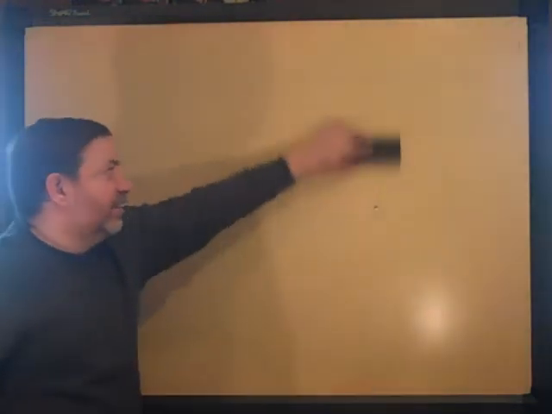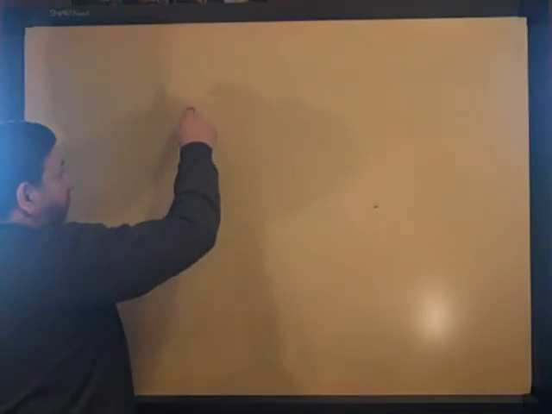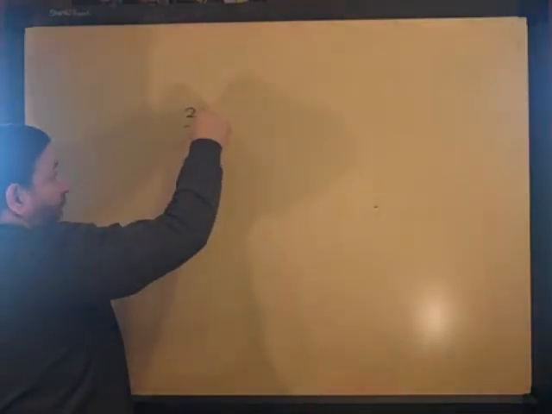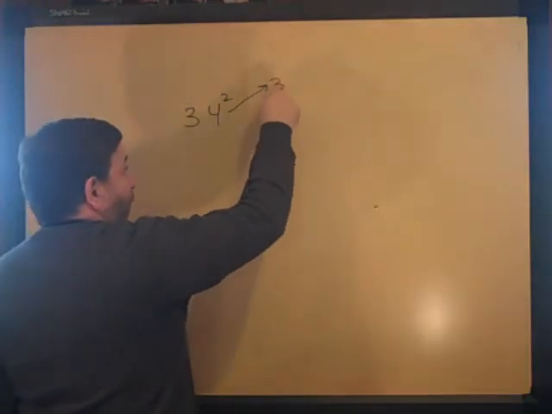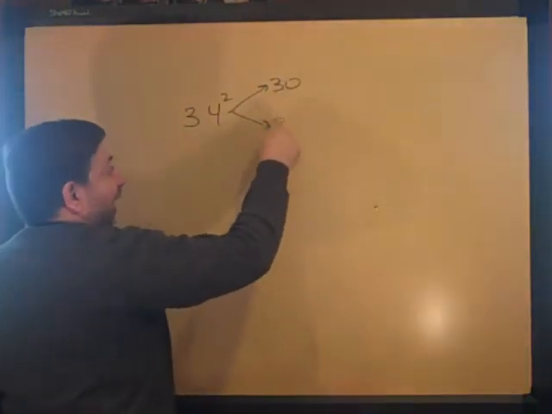Let's move away from just adding 1. What if you wanted to know what 34 squared is? Well, you take away 4, and then you add 4.